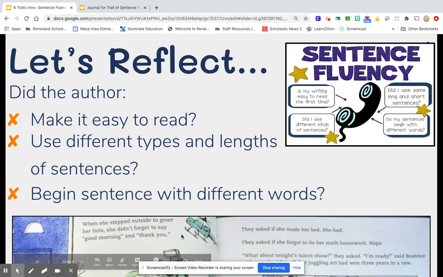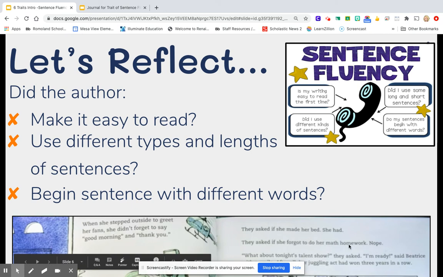If you look down below, the first sentence over here says, when she stepped outside to greet her fans, she didn't forget to say good morning and thank you. Well, that kind of looks like a long sentence to me. What about over here? They asked if she made her bed. She did. So now we go from a medium sentence to a short. They asked if she forgot to do her math homework. Nope. Again, we go from medium to short. So we see that she has different lengths of sentences.